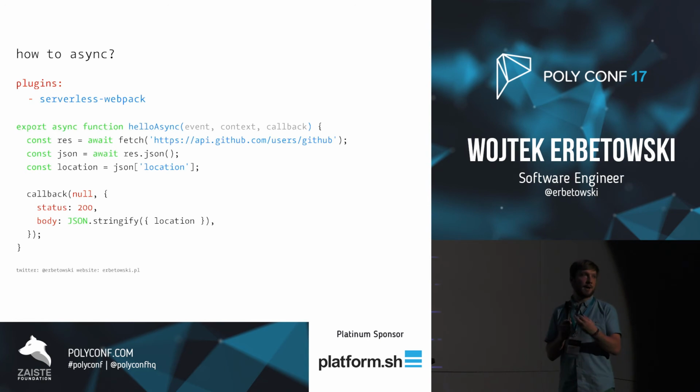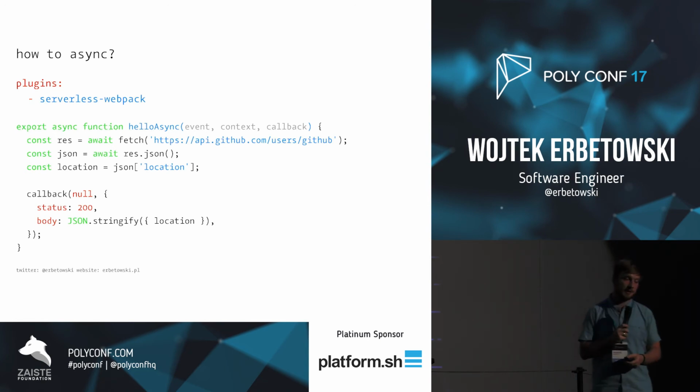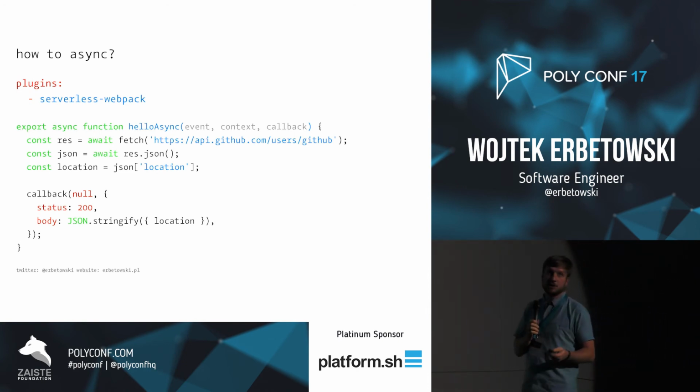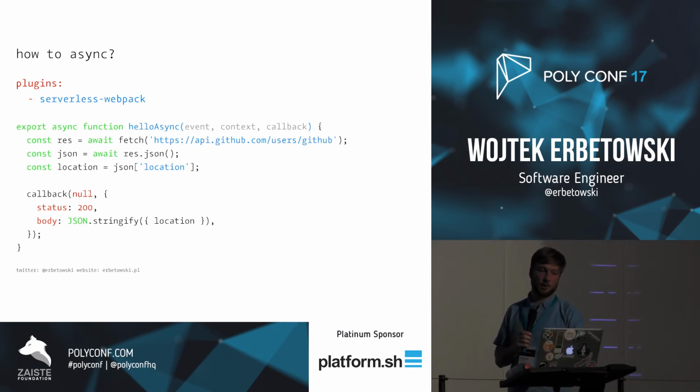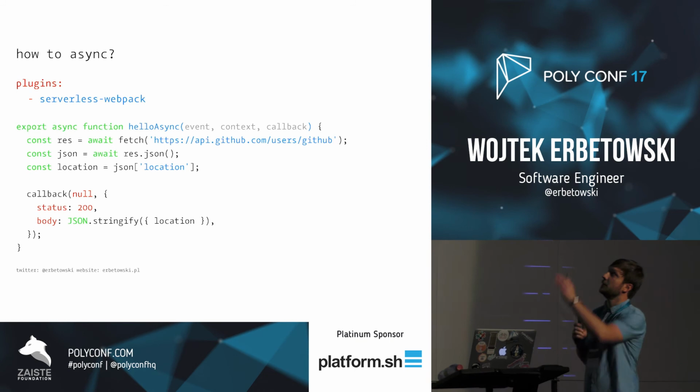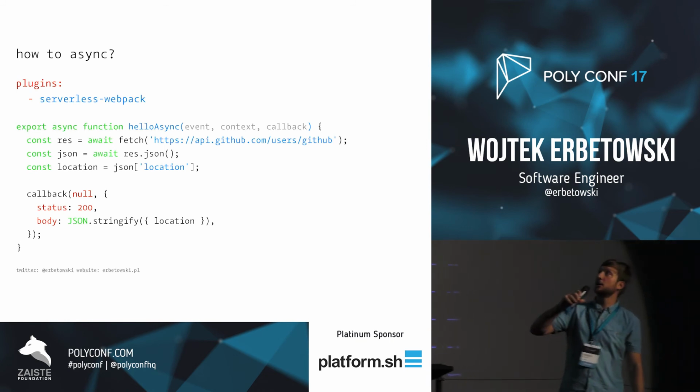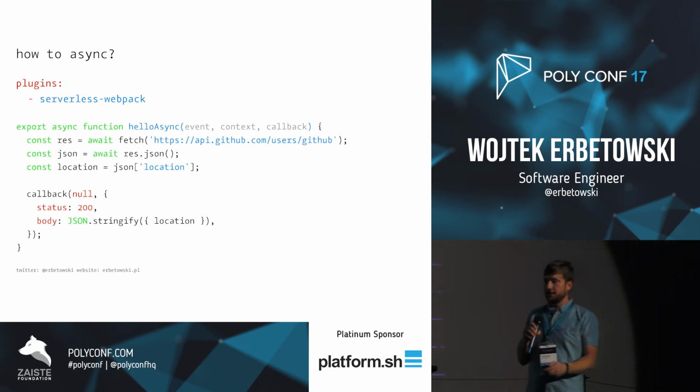And if you're a fan of ES6 like I am, you can just use different plugins. One of them is Webpack, which contains Babel for transpiling to an older version of Node.js, and you can just use async code, which is, I think, way more readable. It's easier to remember that you have to call the callback in the end.